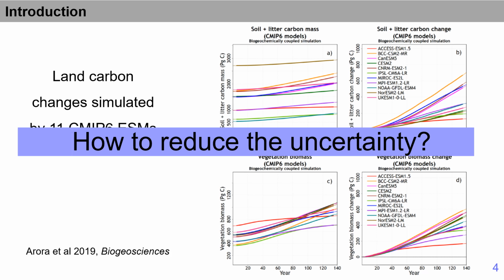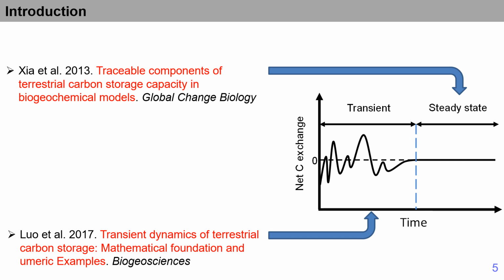Land carbon models became more and more complex in recent decades, with more processes incorporated. Although the complexity, most of the land carbon models share the same components as described in previous presentations. Because of this property, Jiang et al. developed a traceability framework to decompose steady-state carbon storage into traceable components, which you have learned from his presentation and I'm not repeating here.